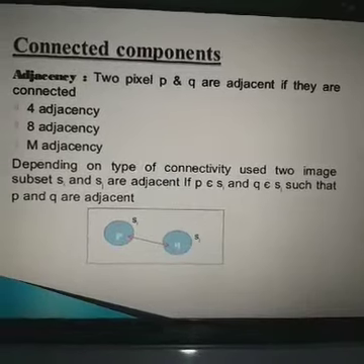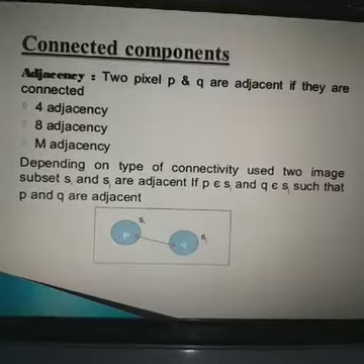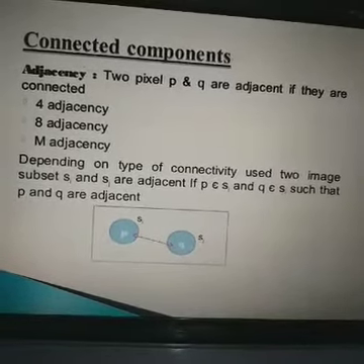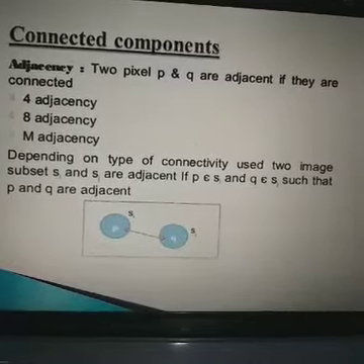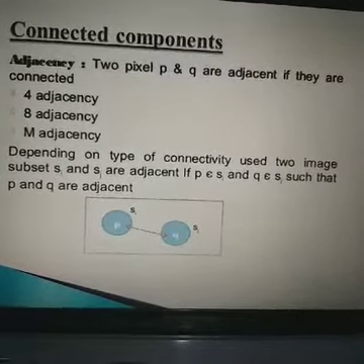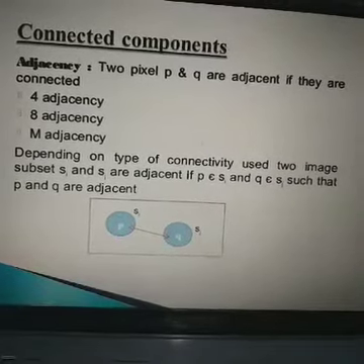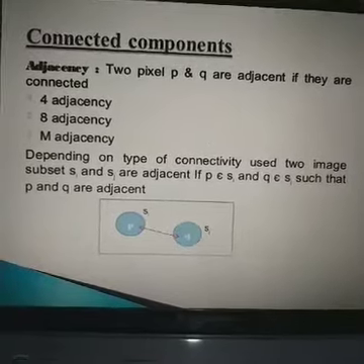So depending upon the type of connectivity used, for two images with subsets Si and Sj, Sj for the second image and Si for the first image, we can say that both are adjacent if and only if P belongs to Si and Q belongs to Sj, such that P and Q are adjacent or connected with each other. So in some way they are connected, so they are adjacent with each other.